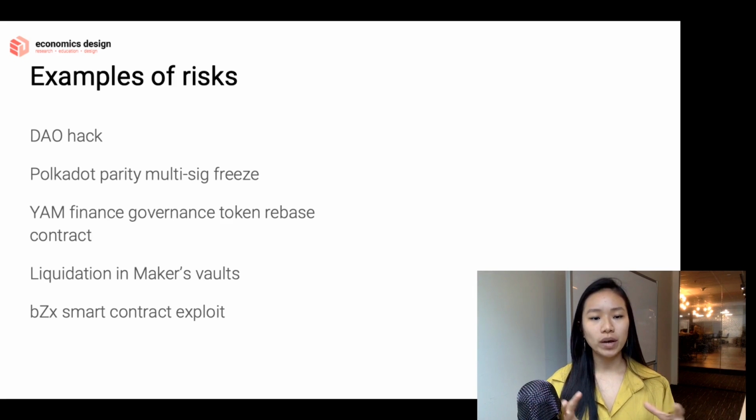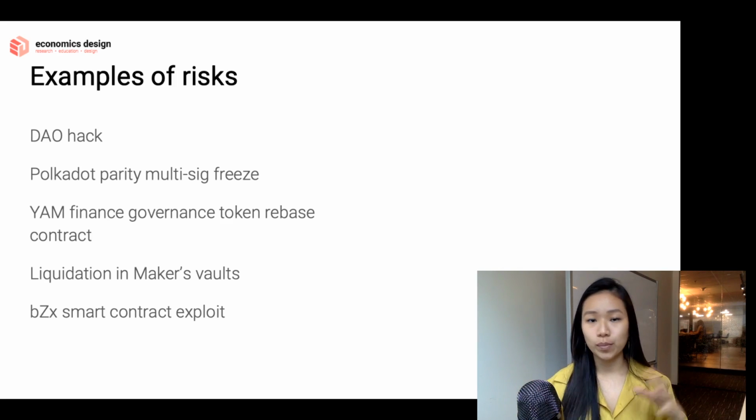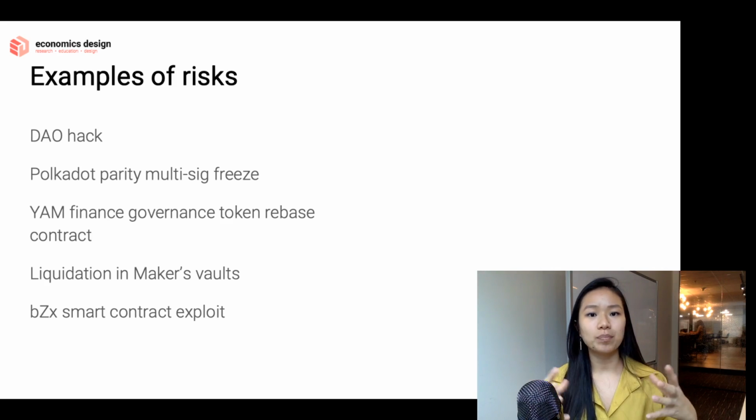Everything went well, and then they realized, oh no, there's an issue with the governance contract. They tried to get the community together to fix it, but it could not be fixed. So a lot of funds were taken out of Yam. Although Yam is now at version 3, it has a lot less value locked in than when it first started. But it's okay, it was all an experiment. It was a good experiment. But this is an example of a smart contract risk.